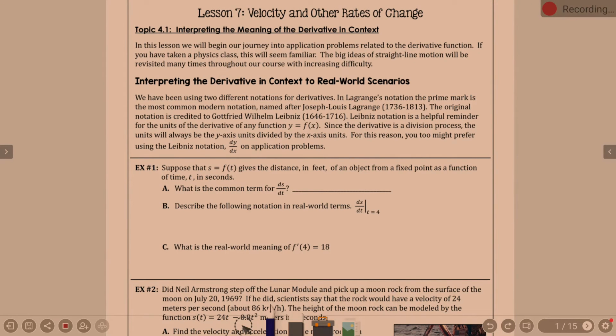This lesson 7 is velocity and other rates of change. So basically we start looking at position, velocity, and acceleration. Officially, this falls into the idea of applications of derivatives. Derivatives have a whole bunch of applications, and physics is one of the big applications of derivatives. So we'll go through the information and see what we can get here.